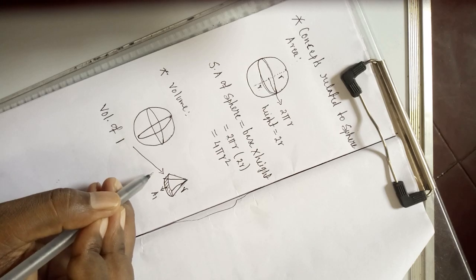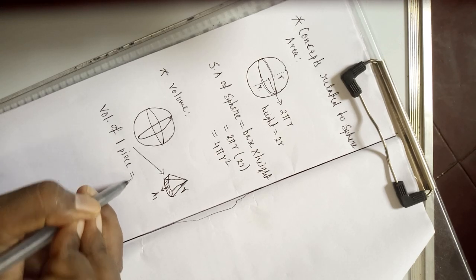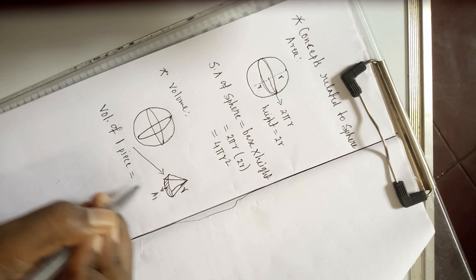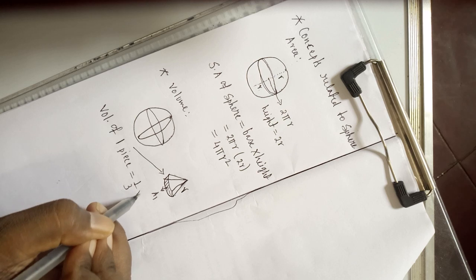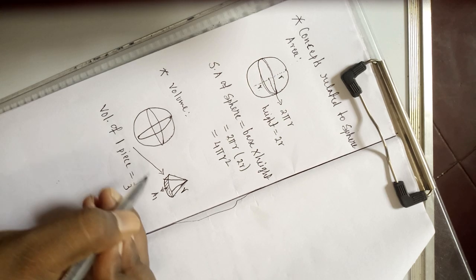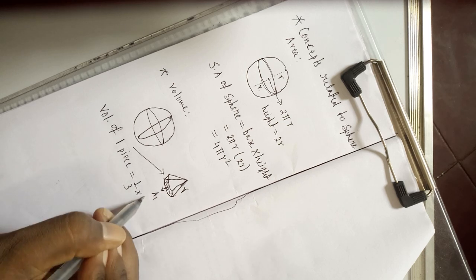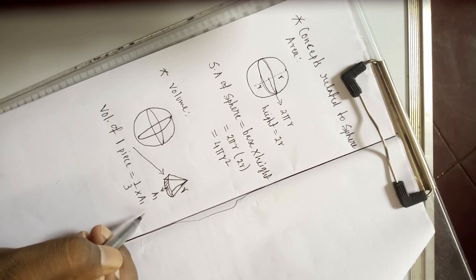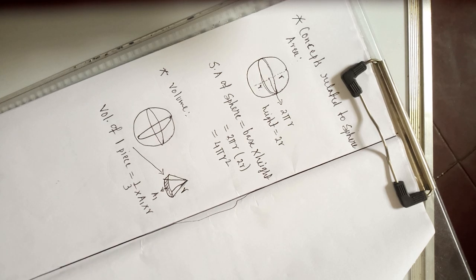So in this case the volume of one piece is nothing but, as it is conical, 1/3 into its base area. Base area is nothing but this portion, I'm writing it as A1, and its height is nothing but R. I hope this is clear. This is the volume of one piece.